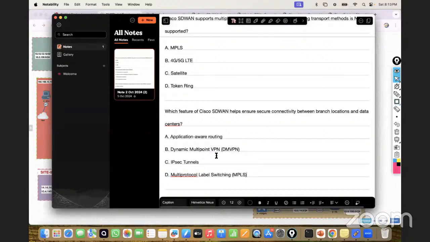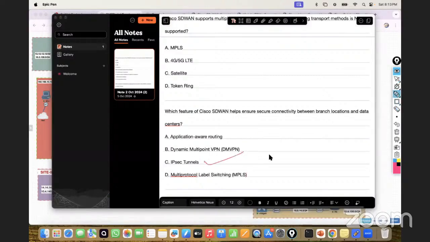IPsec. Very nice, guys. You already know SD-WAN. No need for this class.